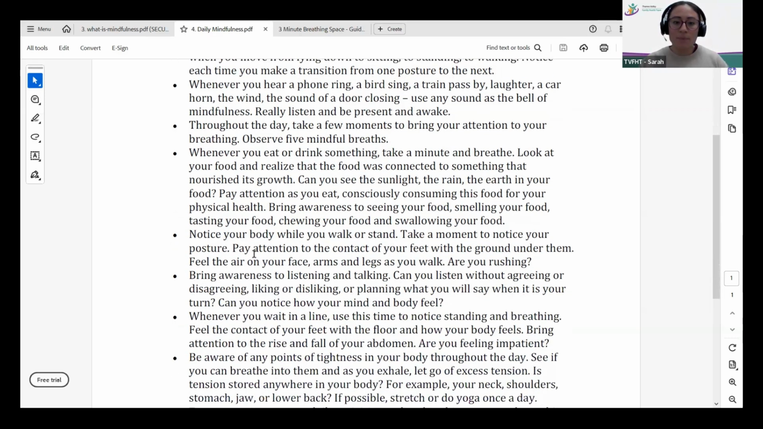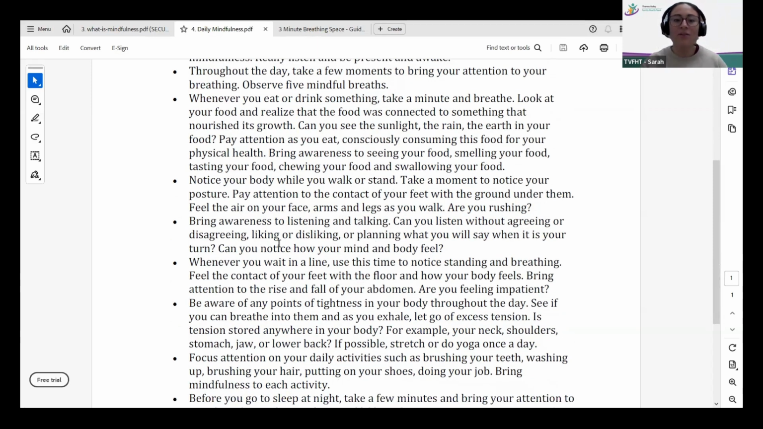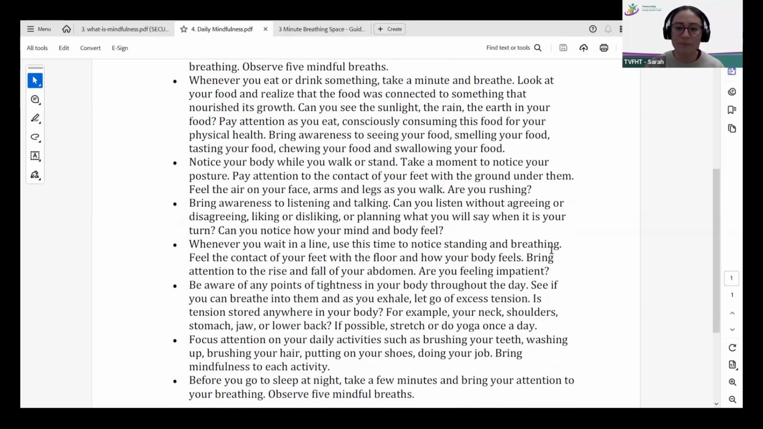And another point would be to notice your physical body whenever you're walking or standing. This is going back to posture, right? Really pay attention to where you're making contact with the ground on your feet, or the surface underneath you if you're sitting, and notice if you're rushing around from one thing to the next. Bring awareness to your listening or when you're talking, right? Can you listen without agreeing or disagreeing or liking or disliking? A lot of judgment can happen when we're interacting with other people.